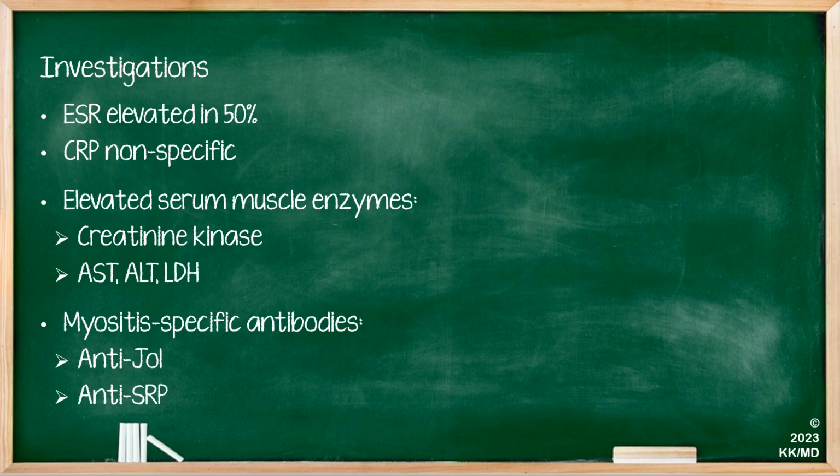An absolute MRCP favorite are your myositis-specific antibodies, and those are your anti-Jo1 antibody, which is specific to polymyositis, as well as your anti-SRP antibody, which are frequently encountered in your written examinations.